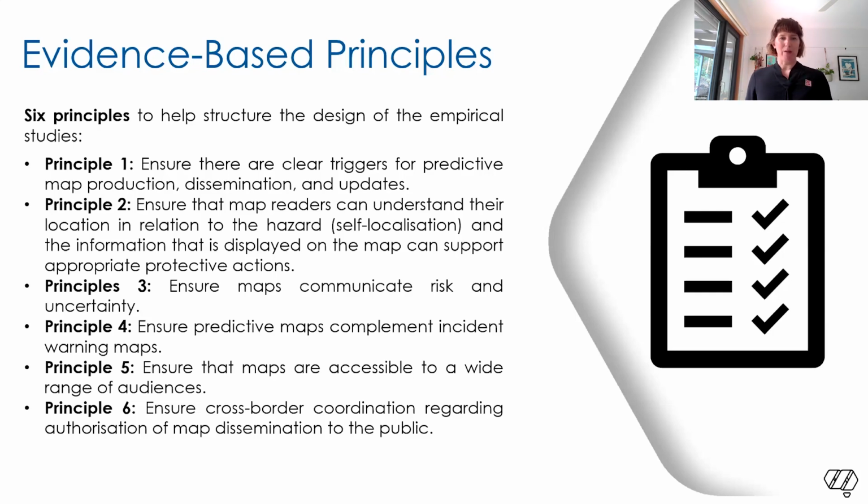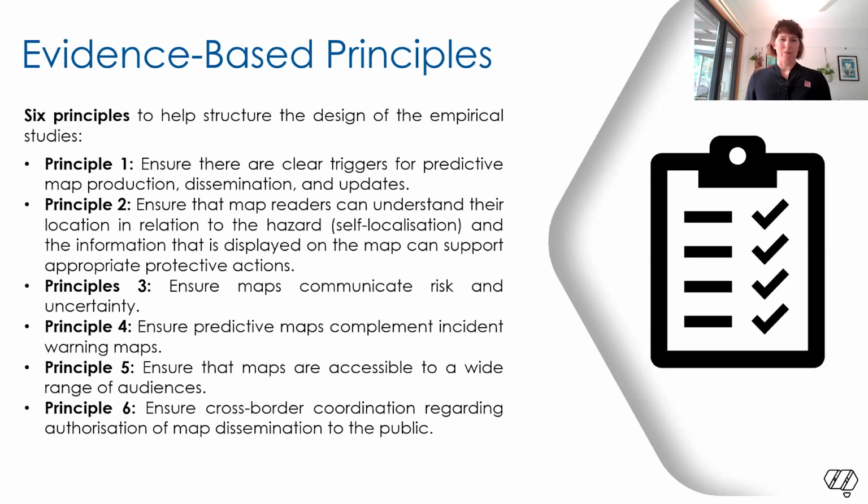Principle 3 is about ensuring that maps communicate risk and uncertainty. How should that uncertainty be communicated? Erica showed that people understand that the future is inherently uncertain, and therefore these maps also can have their limitations. But how do we communicate that? Is it verbally or through text, such as through percentage likelihood or probability, or is it through some design elements? And that's what we're testing within that principle.